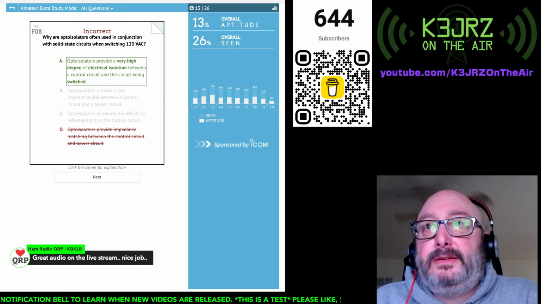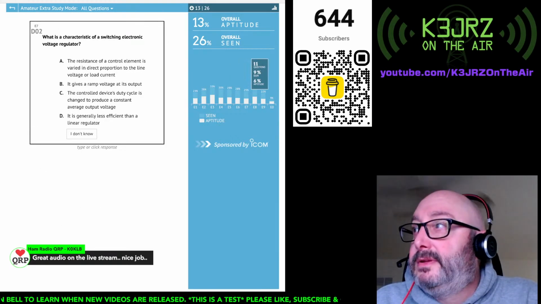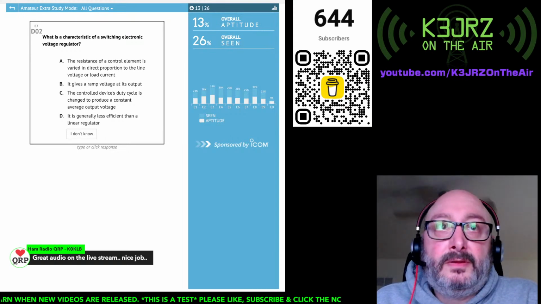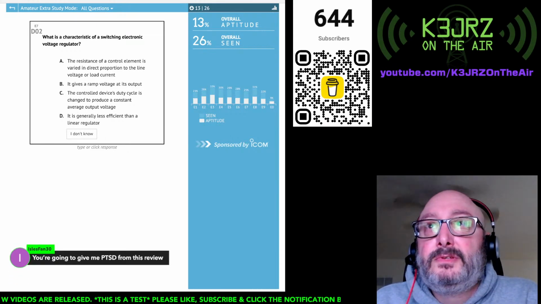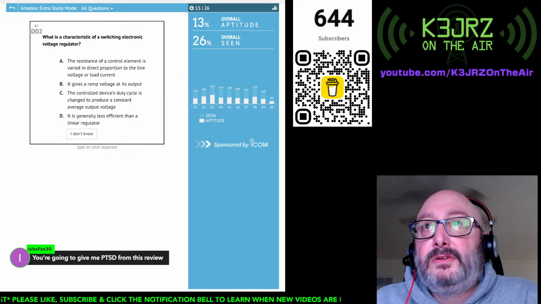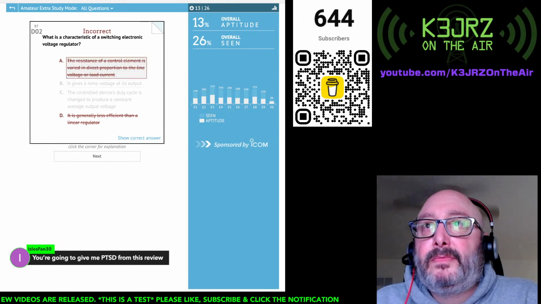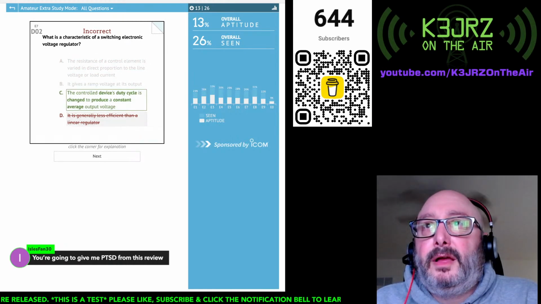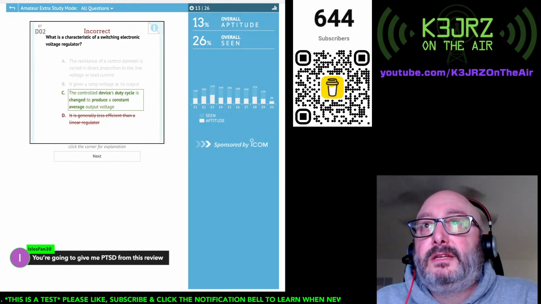I'm gonna pick that one, but I decided on the last one. Switching electric voltage regulator. Duty cycle, what the fuck?